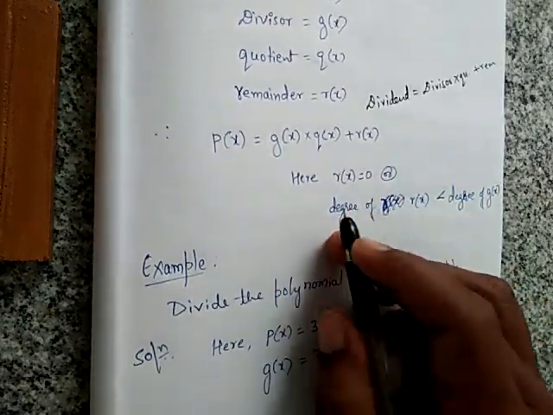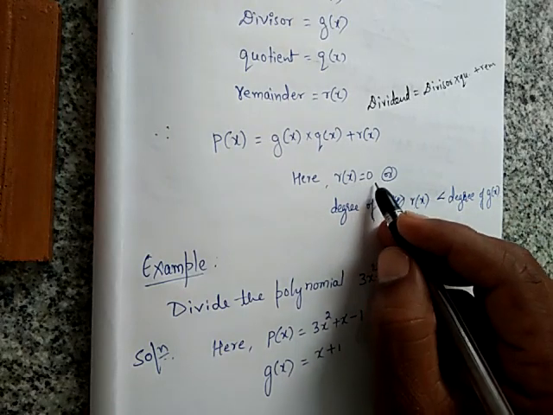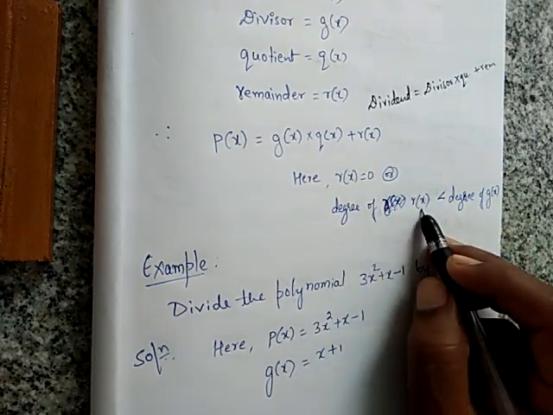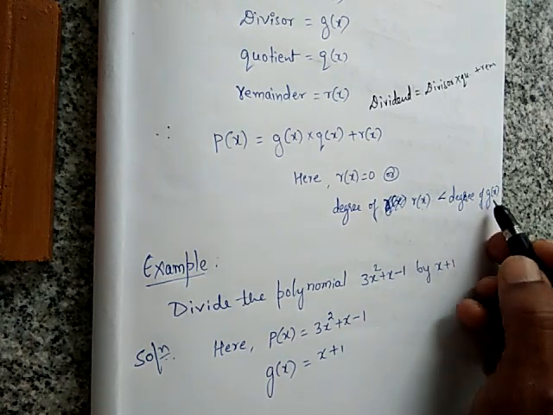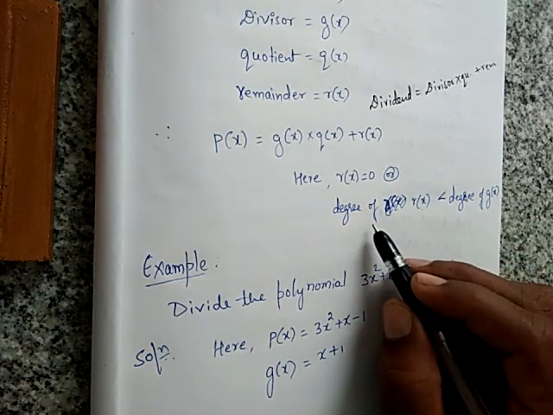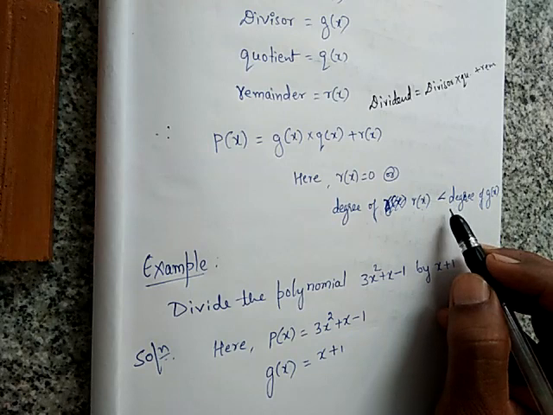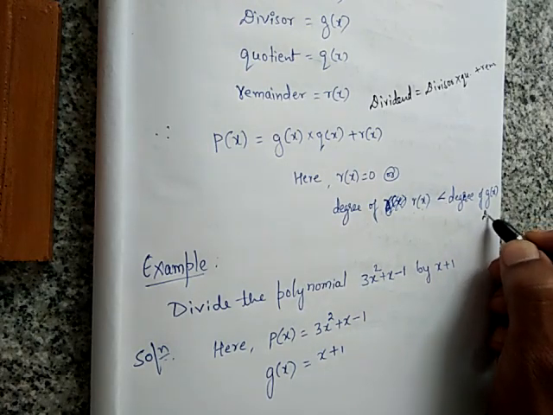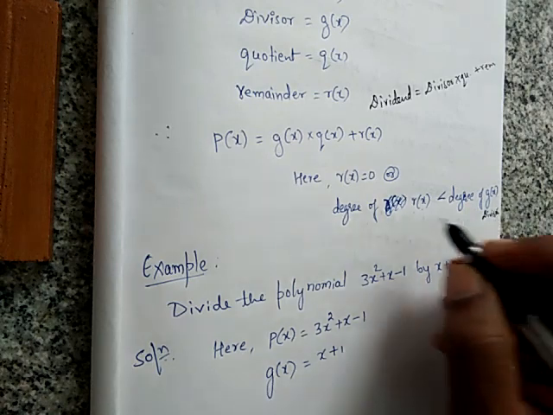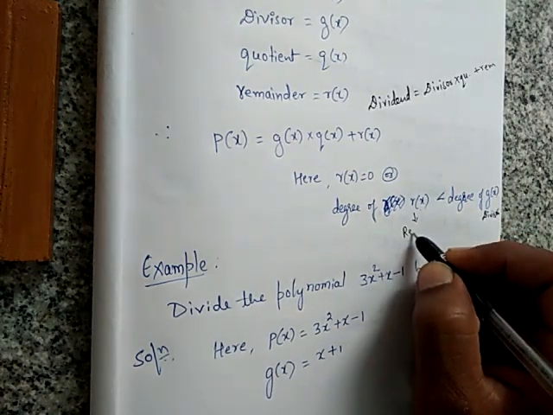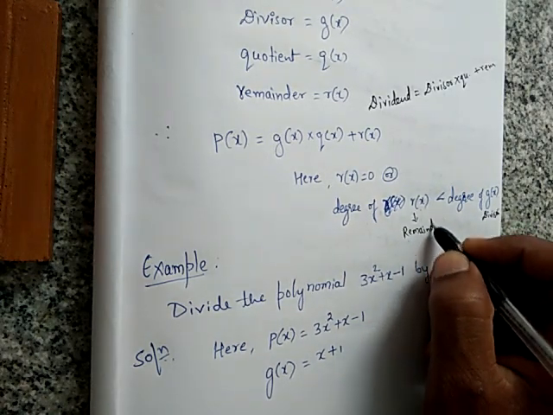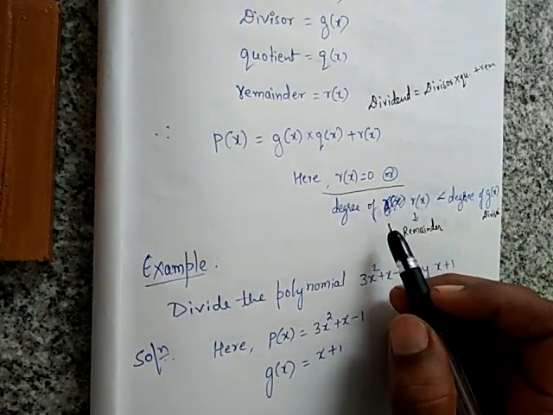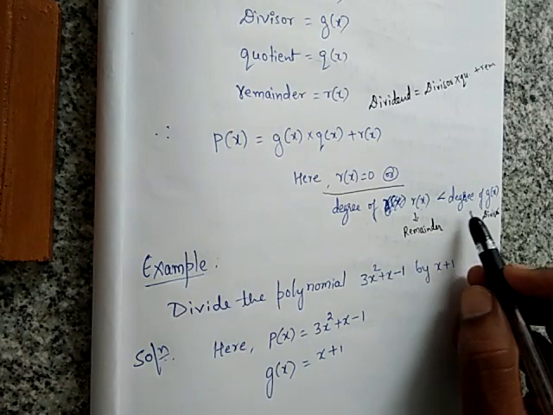Here r of x is equal to 0, or degree of r of x is less than degree of g of x, meaning the degree of the remainder will be strictly less than the degree of the divisor. g of x means what here? Divisor. r of x means what here? Remainder. Okay, my dear students, you have to remember these two conditions: r of x is equal to 0, or degree of r of x is less than degree of g of x.